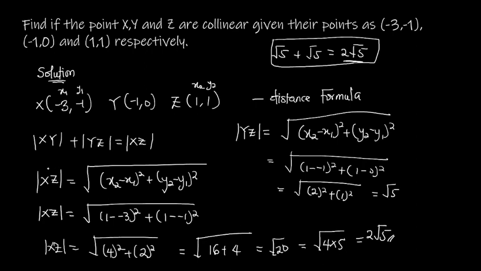Because the distance xz is 2 root 5, and the distance xy plus the distance yz is root 5 plus root 5, which, if you add, gives you 2 root 5. It therefore concludes that the points x, y, and z are collinear.